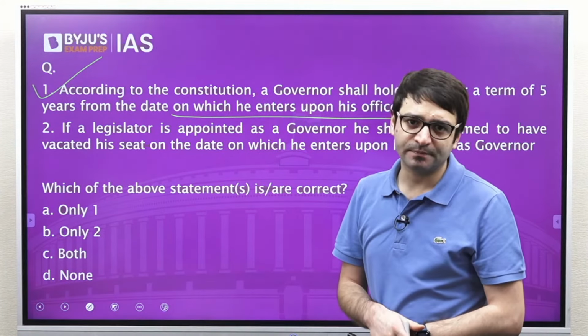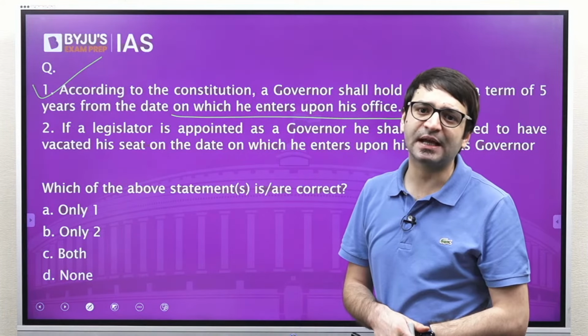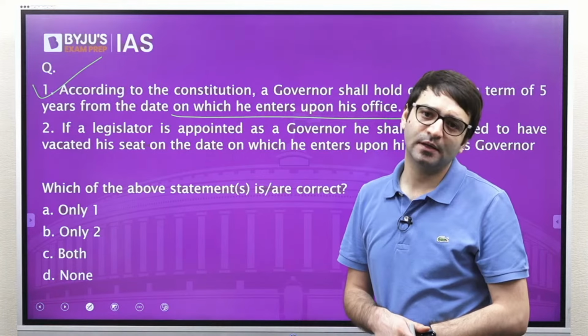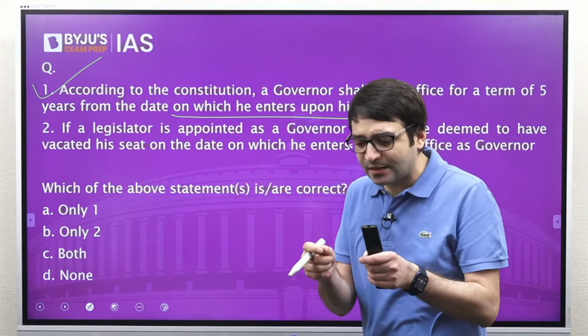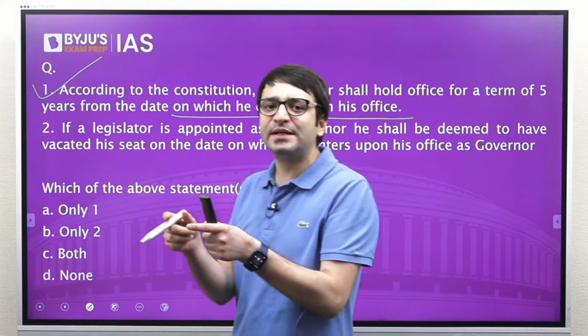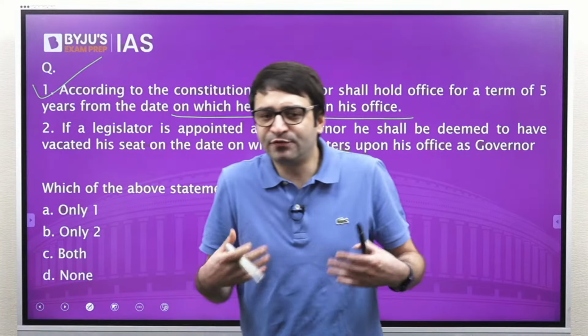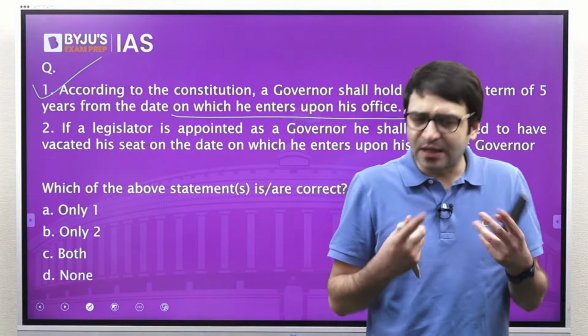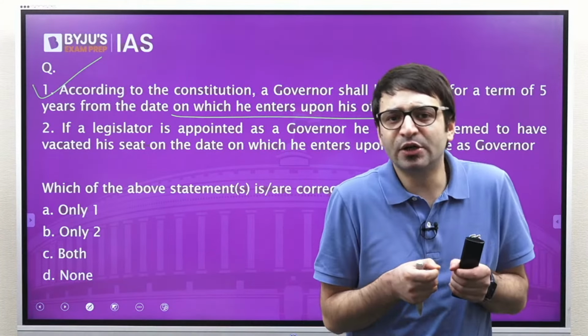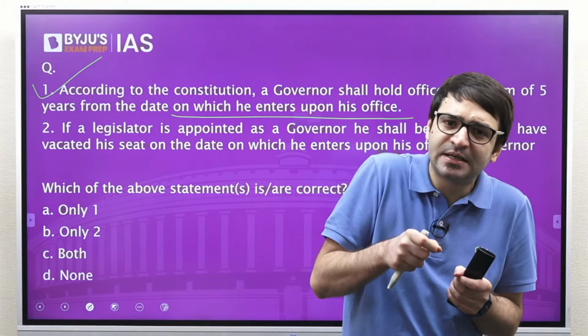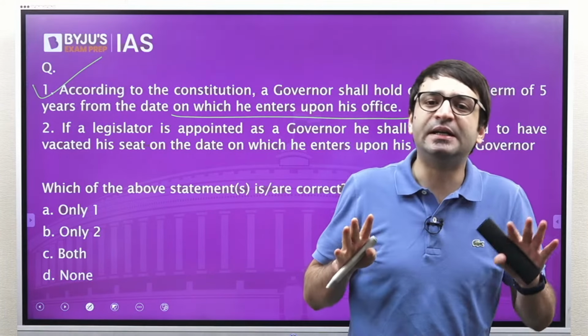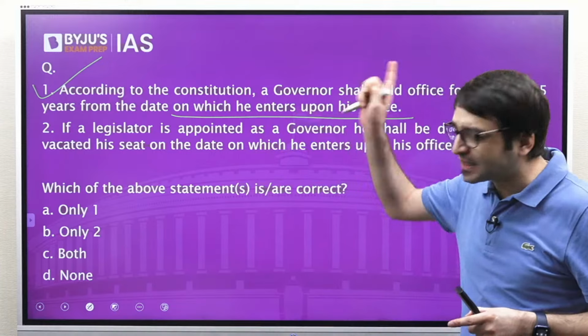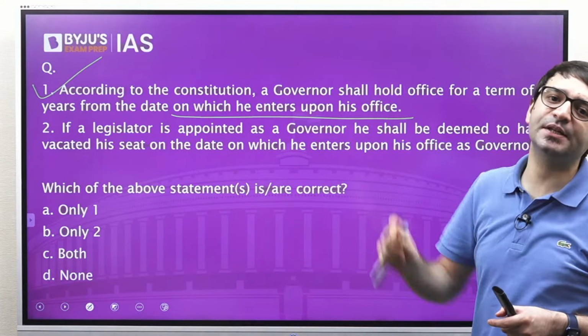Can a legislator also be appointed as the governor of a state? Yes. And once an individual legislator is appointed as the governor of a state, if today I'm a legislator and I'm appointed as the governor of Karnataka or Tamil Nadu, from the date I entered my office, it shall be deemed that I have resigned, vacated my seat in the legislature.